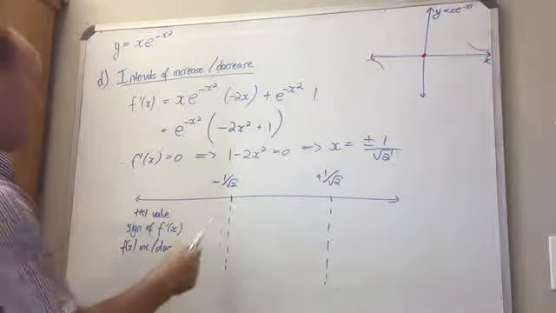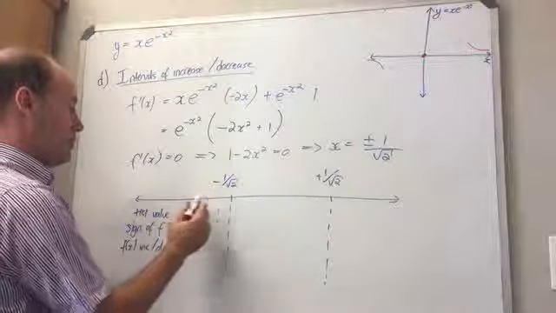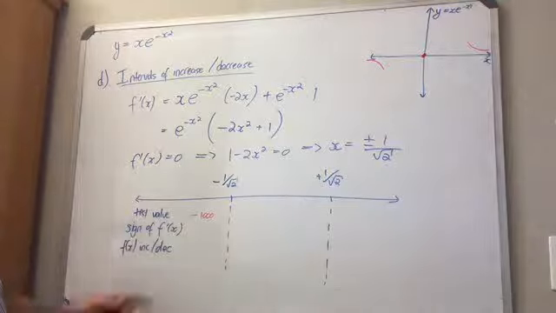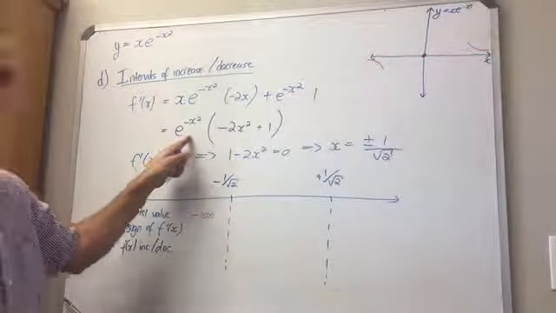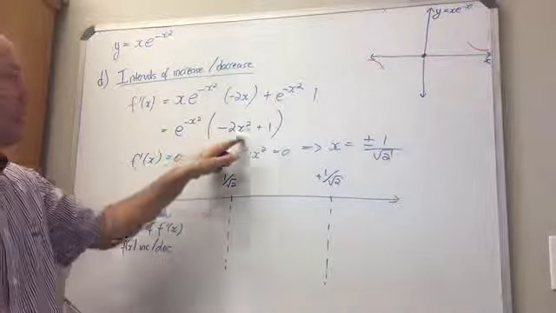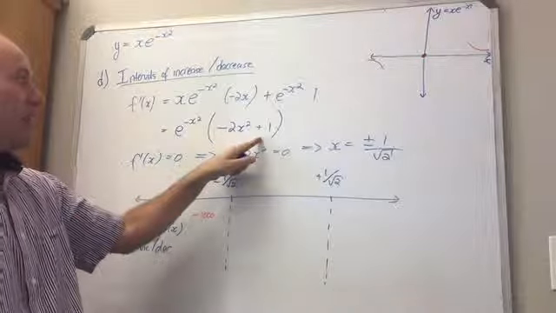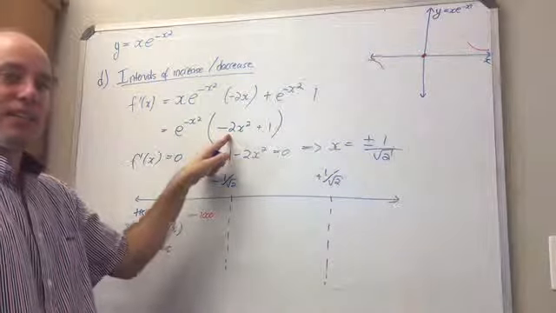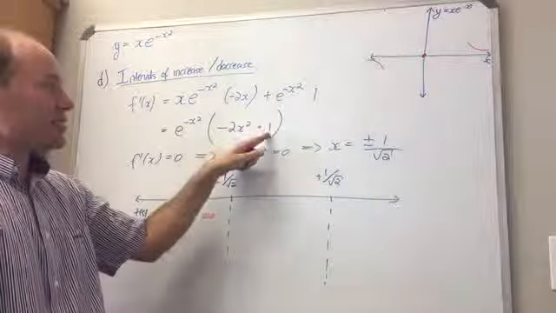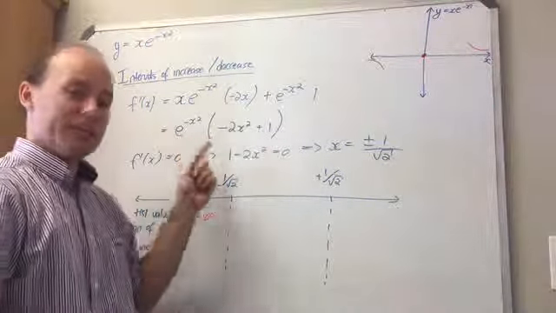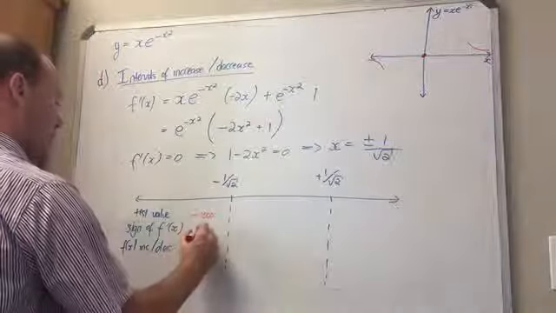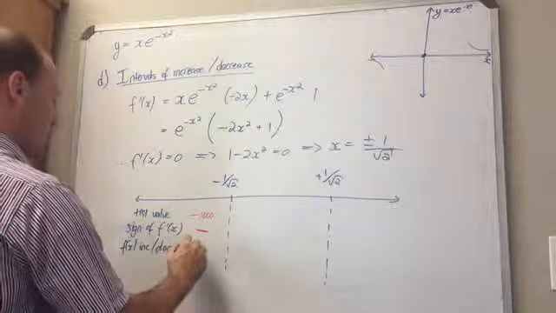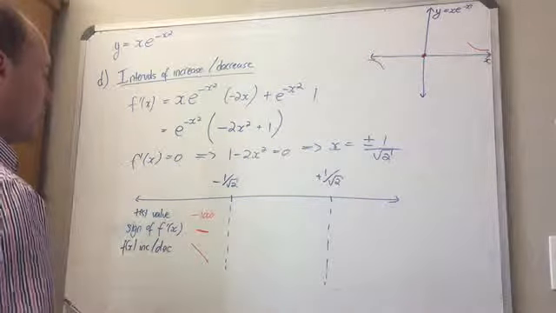In this interval here, I might as well choose a huge negative number, such as minus 1,000, for my test value. When I sub that into the formula for the first derivative, this factor here is going to be a large negative number because it's 1 minus a large number. Minus 1,000 squared is plus 1 million, so this is 1 minus 2 million. So it's a large negative number, so the sign of the derivative is negative, and so the function is decreasing, which we can draw like that.